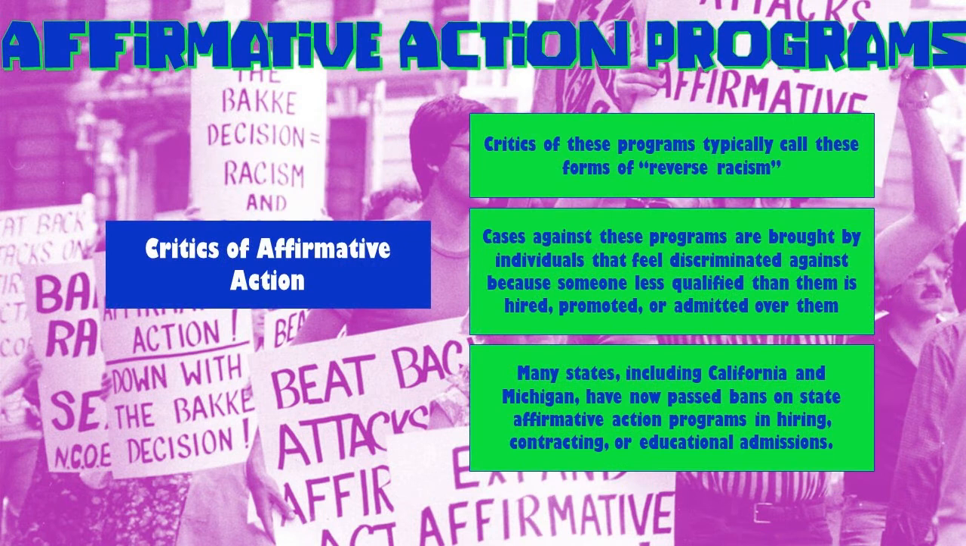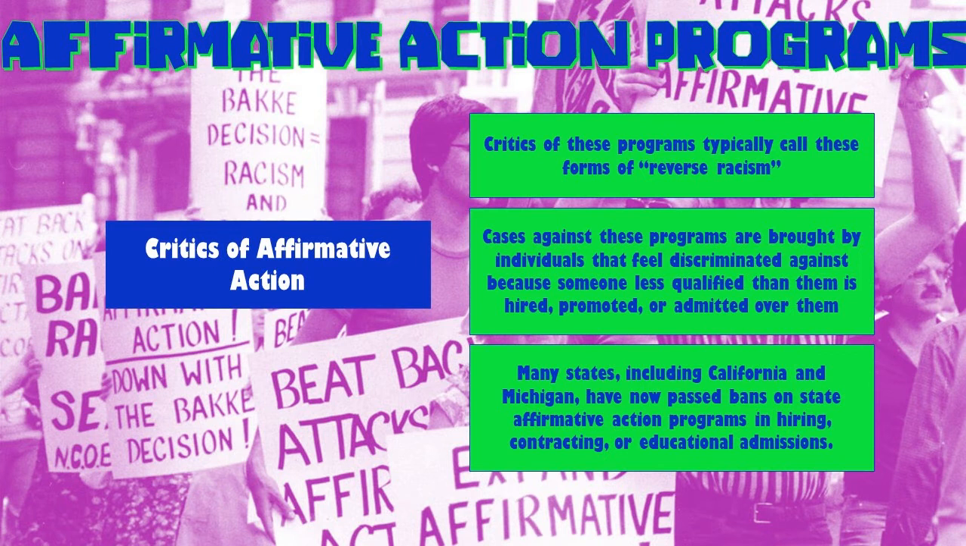So we have a lot of critics of affirmative action programs. We have a lot of people that have problems with these programs. And typically, the criticism is that people that are critical of these programs would call this reverse racism. So critics would feel that they are now the victims of racism because these policies have gone too far.